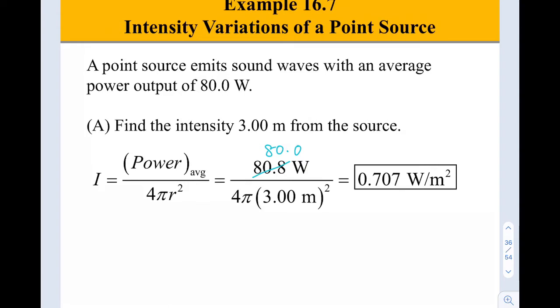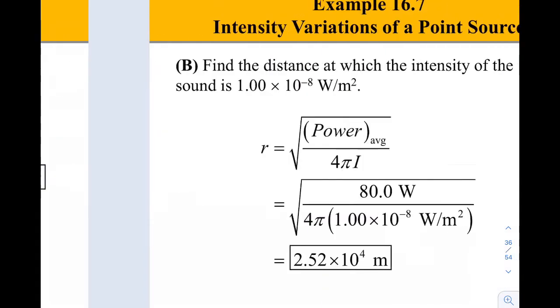Example 16.7, intensity variation of a point source. A point source emits sound waves with an average power output of 80 watts. Find the intensity 3 meters from the source. Make use of the last equation: intensity is equivalent to average power over area. Because it's a spherical wave, radially outward, the area is that of a sphere, 4 pi r squared. So you will get this as your answer.